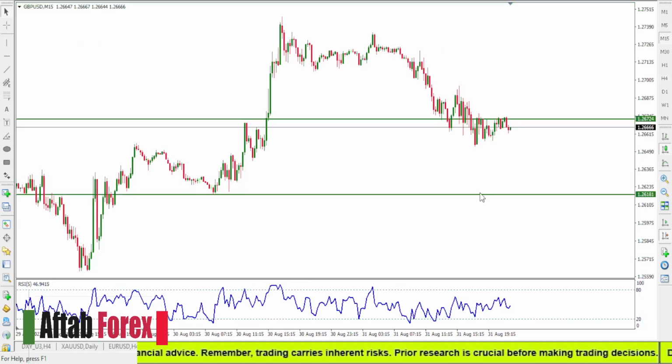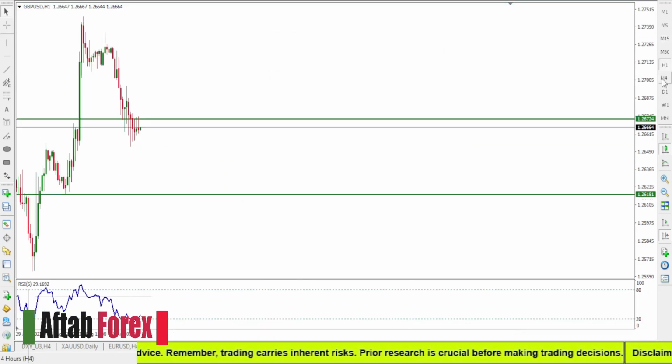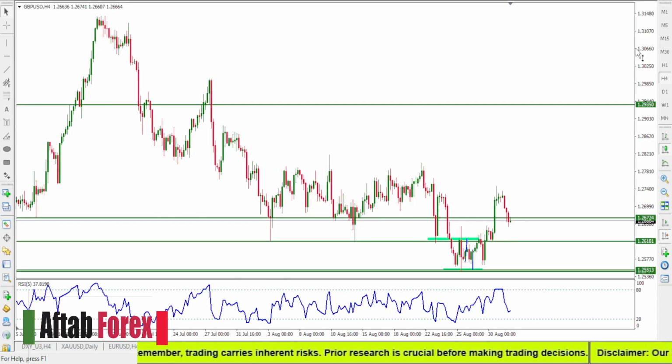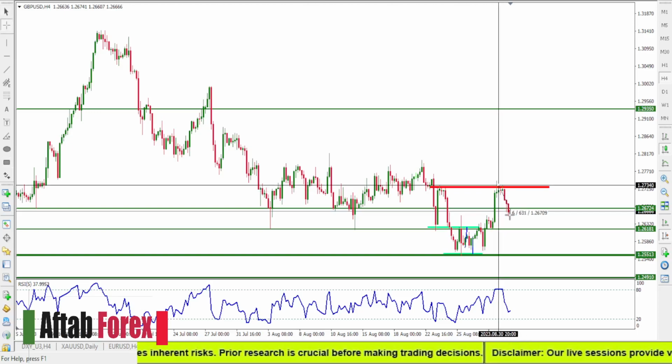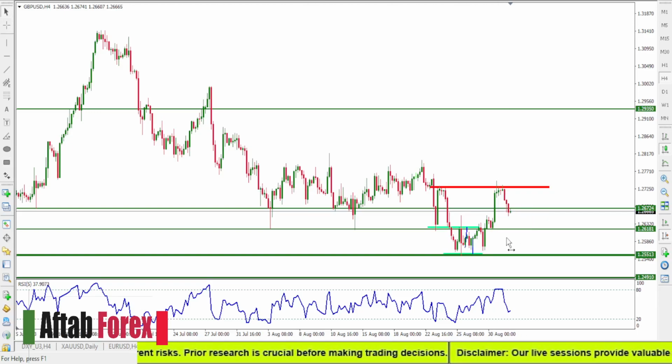Move on to the pound dollar. Last night I discussed it, and what I said is this is going to be the resistance zone, and the market exactly dropped, but I wasn't interested in this sell opportunity. I will be taking a buy maybe from right here or maybe from right here.